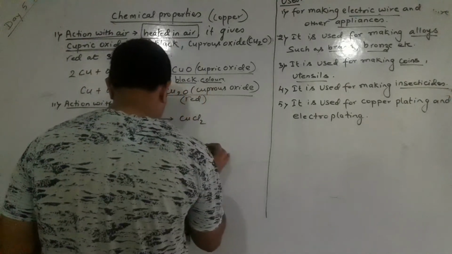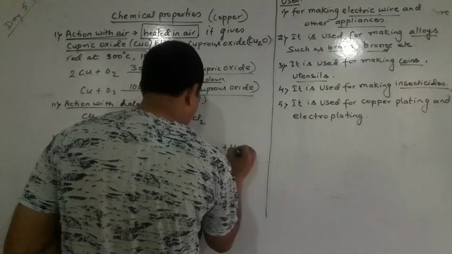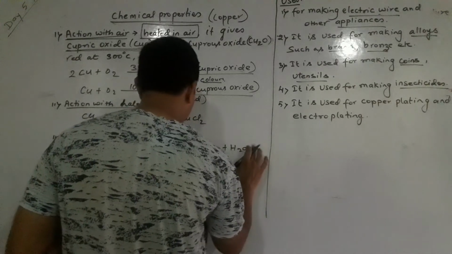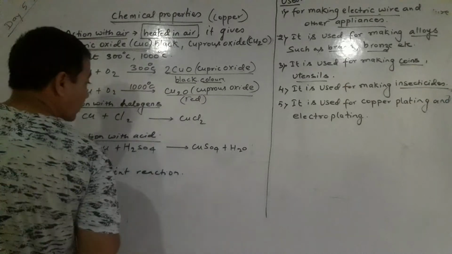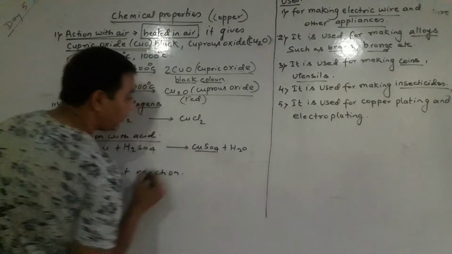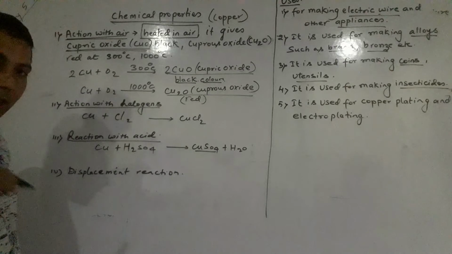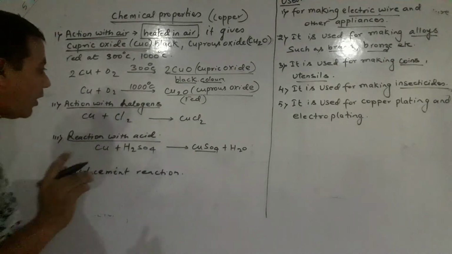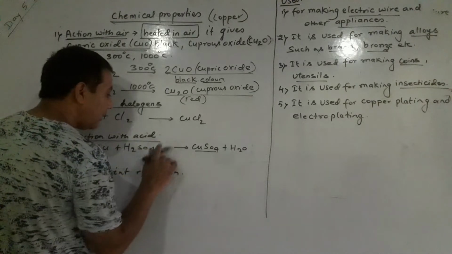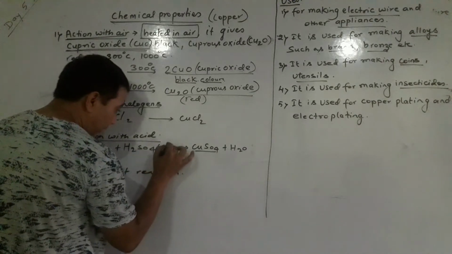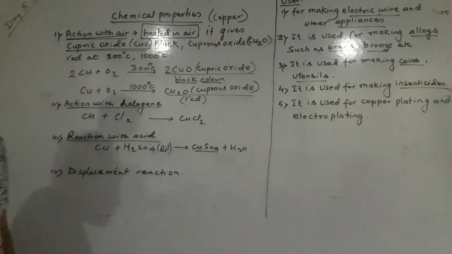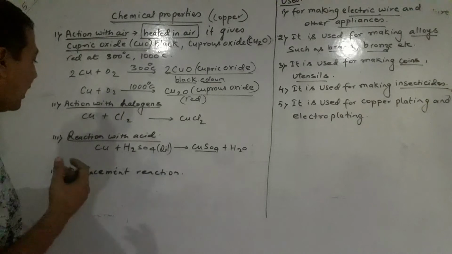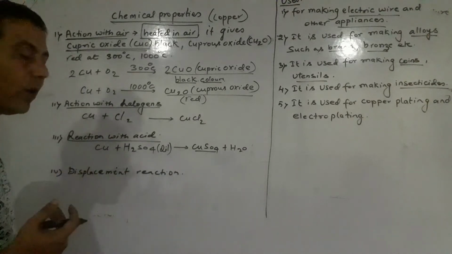CuSO4 plus H2O. So copper sulfate will be formed along with H2. And in which condition will it form the product like this? When the acid is dilute. When the acid is dilute, it will produce copper sulfate plus hydrogen oxide, that is water.